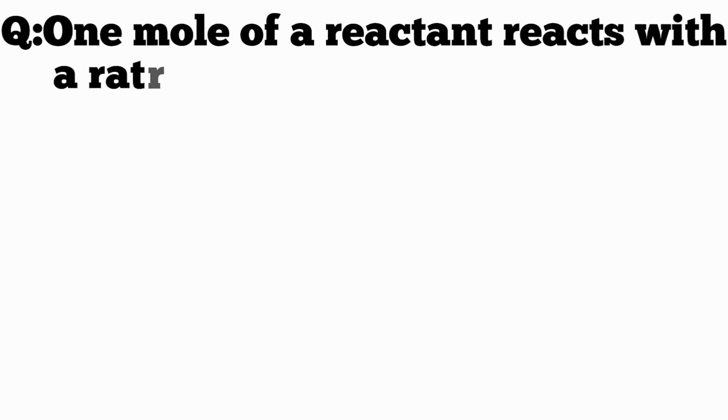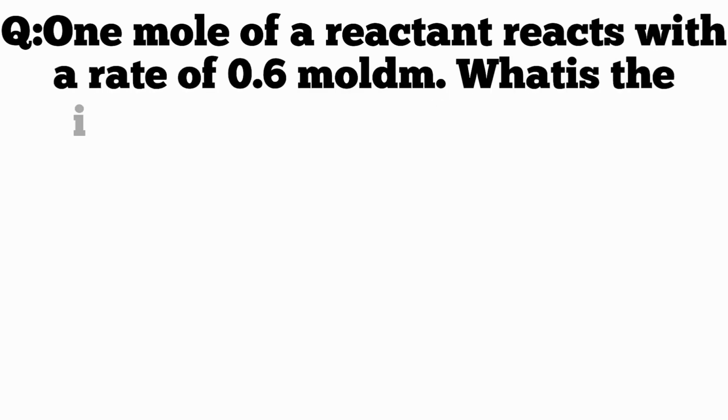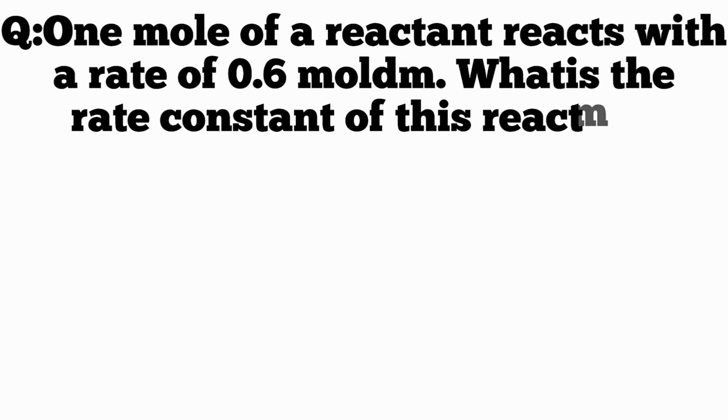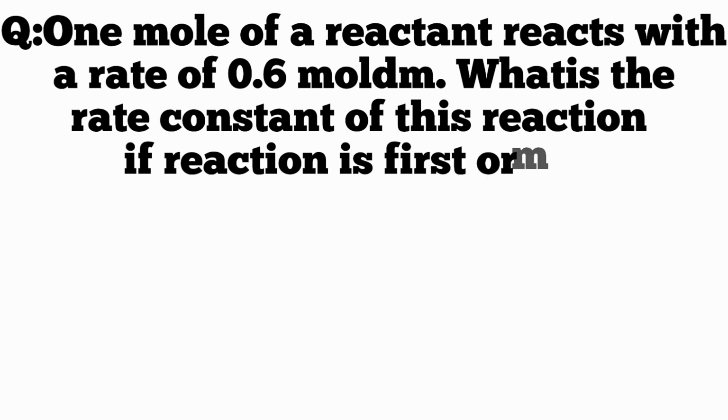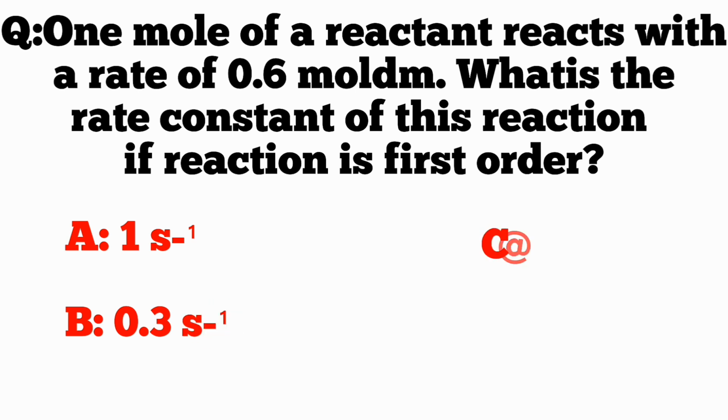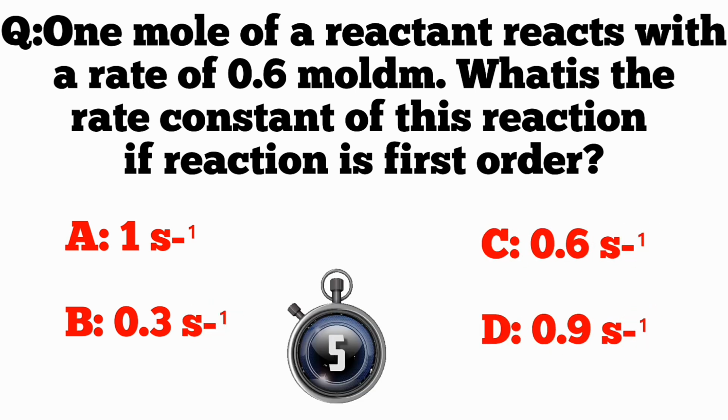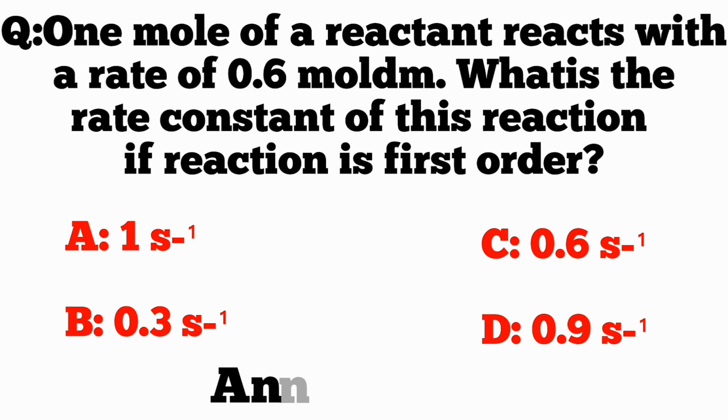Q. 1 mole of a reactant reacts with a rate of 0.6 mol per liter per second. What is the rate constant of this reaction if the reaction is first order? A. 1 per second. B. 0.3 per second. C. 0.6 per second. D. 0.9 per second. Answer: 0.6 per second.